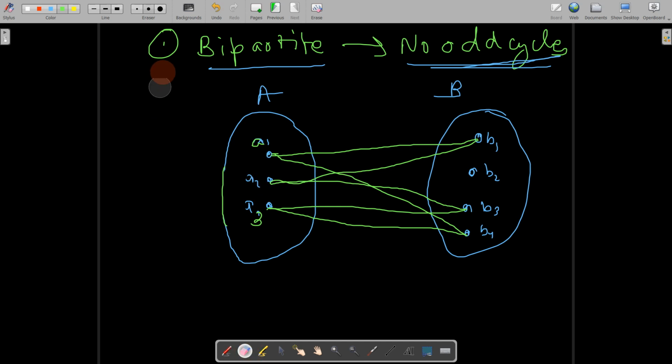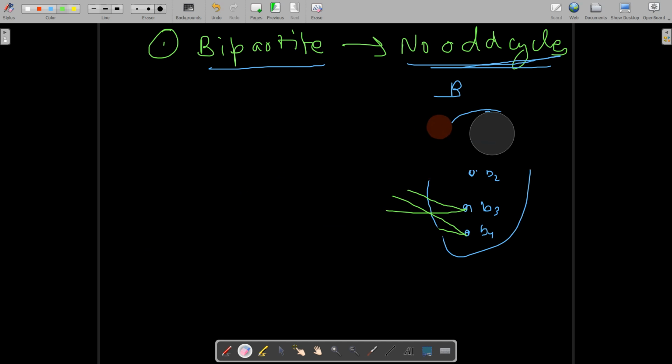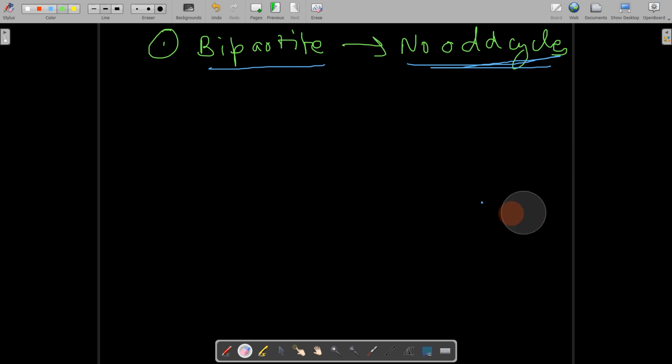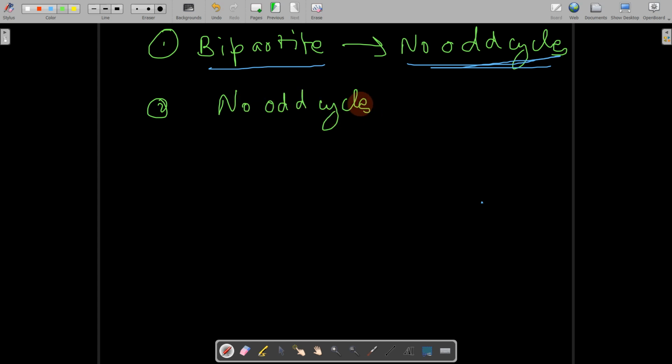So let us see the reverse of this theorem as well. If there are no odd cycles present, can you say your graph is bipartite? So the second property is: if there are no odd cycles in your graph, will your graph be a bipartite graph? This is the question. Can you conclude that if no odd cycles are present, your graph is bipartite? Let's see. Okay, we'll make a sample graph.